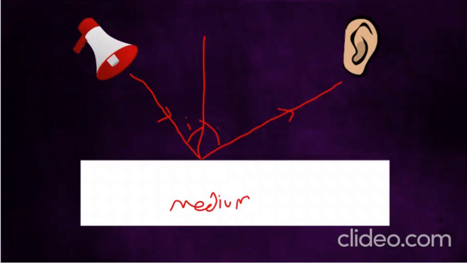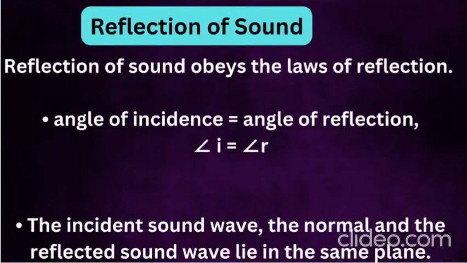This is angle I, this is angle R. Angle I is always equal to angle R. We have studied the laws of reflection. Same is for sound also. And the incident sound wave, the normal, and the reflected sound wave all lie in the same plane.